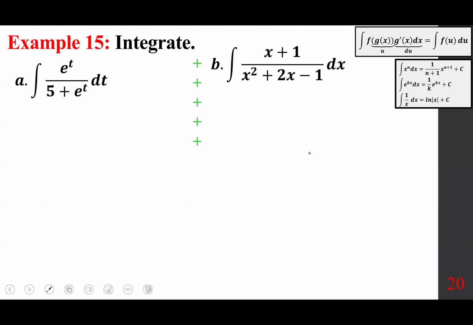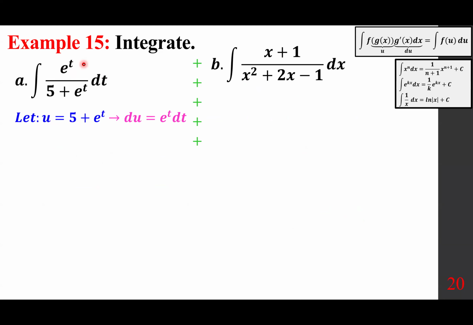What about a fractional form? The first step is simplification, putting it in lowest terms. We can't in this case. The denominator is a choice of u. Notice that the derivative of this is the numerator. So du is e to the power of t dt.